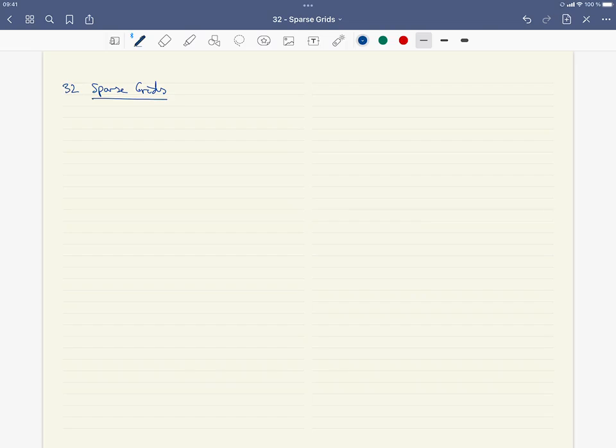So now we have everything in place to define sparse grid quadrature rules. Remember, now we have to put together the ingredients. So using the notation developed so far, the tensorized quadrature rule can be written as this.